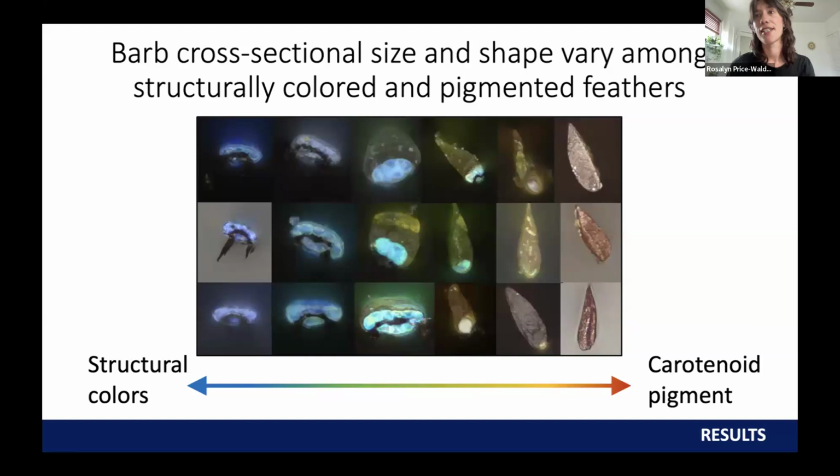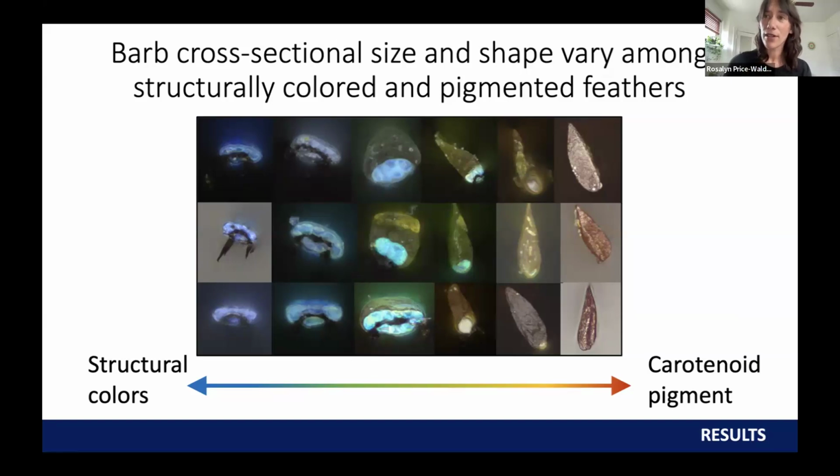And in addition to this variation in barbule density and barb width, there are also three-dimensional changes in barb aspect ratio and shape. So here I'm plotting a bunch of these cross sections ranging from structurally colored barbs, which are sort of like flattened and wide, to pigmented barbs, which are sort of teardrop shaped.